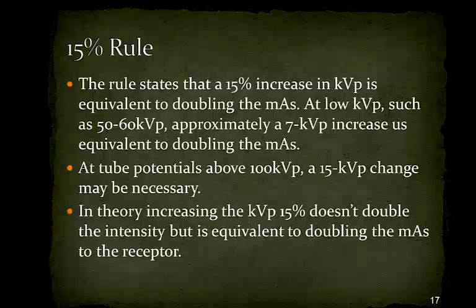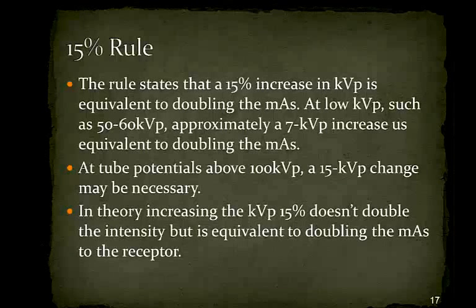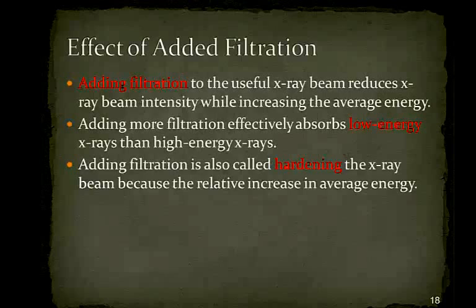In theory, increasing the kVp by 50% doesn't double the intensity, but is equivalent to doubling the intensity to the receptor. So again, when we increase kVp by 15%, we are not doubling the intensity, it's equivalent to it. So as far as filtration is concerned, adding filtration to the useful beam reduces X-ray beam intensity while increasing the average energy.